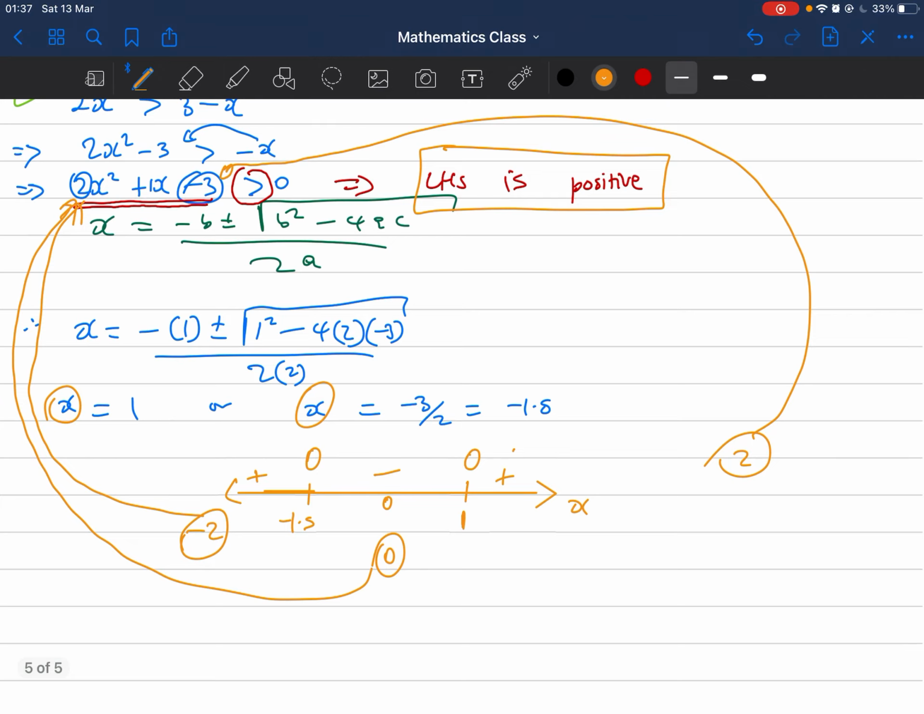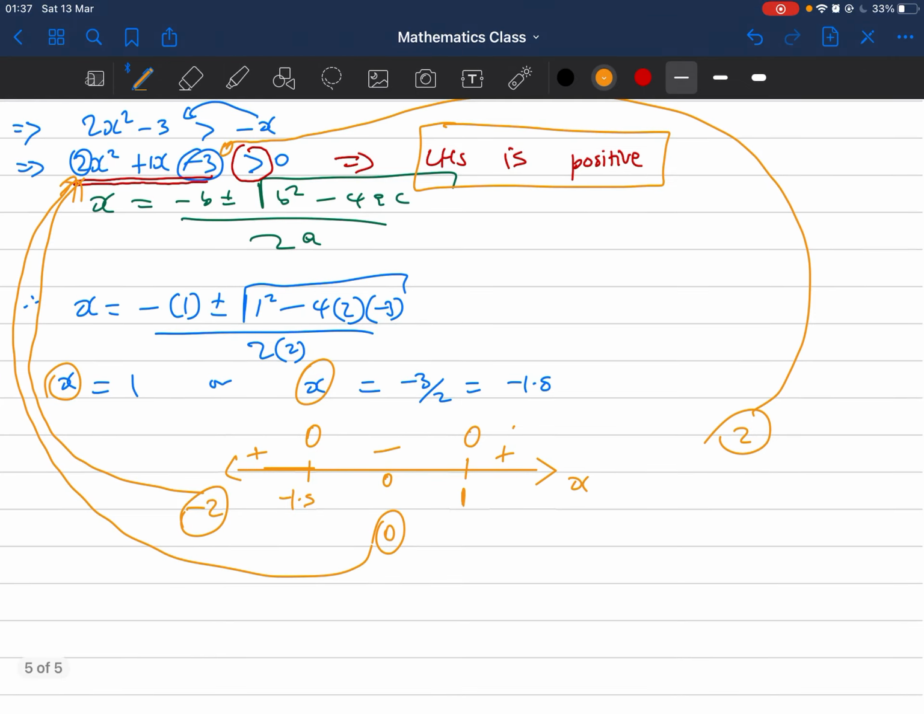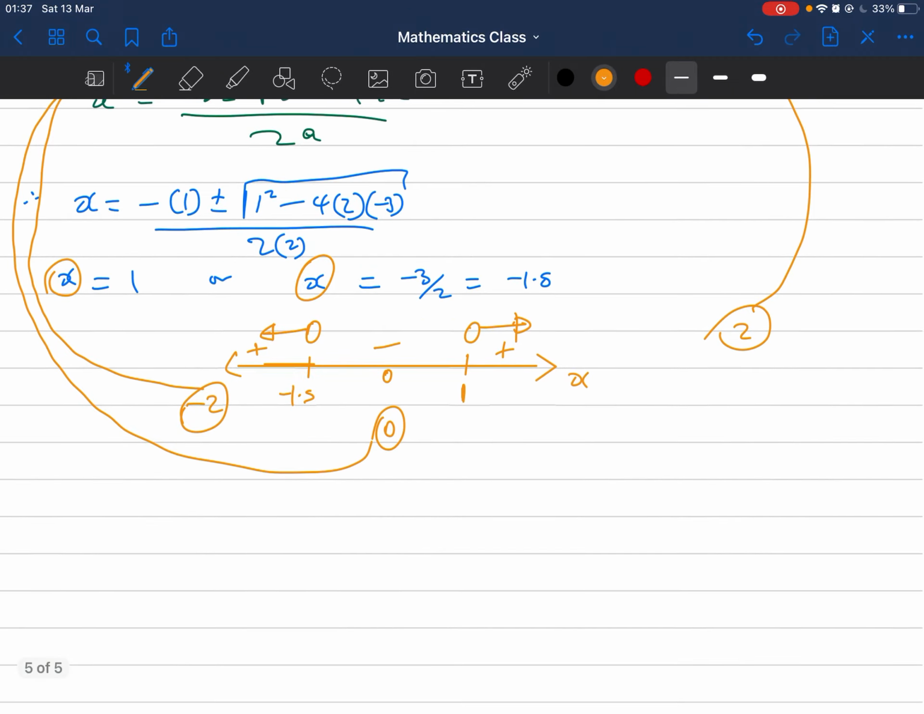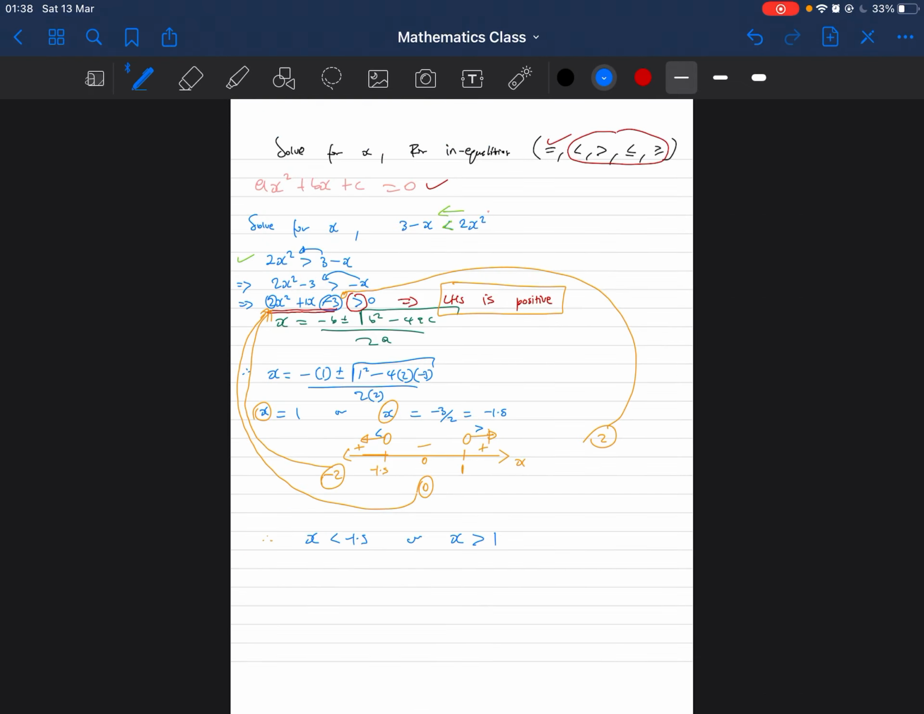So you're looking for values of x where the left hand side is positive. It's positive on this side, negative in the middle, and positive on that side, right? So if you have to write down your answer, x is less than negative 1.5, or x is greater than 1. That's how you do it. Awesome.